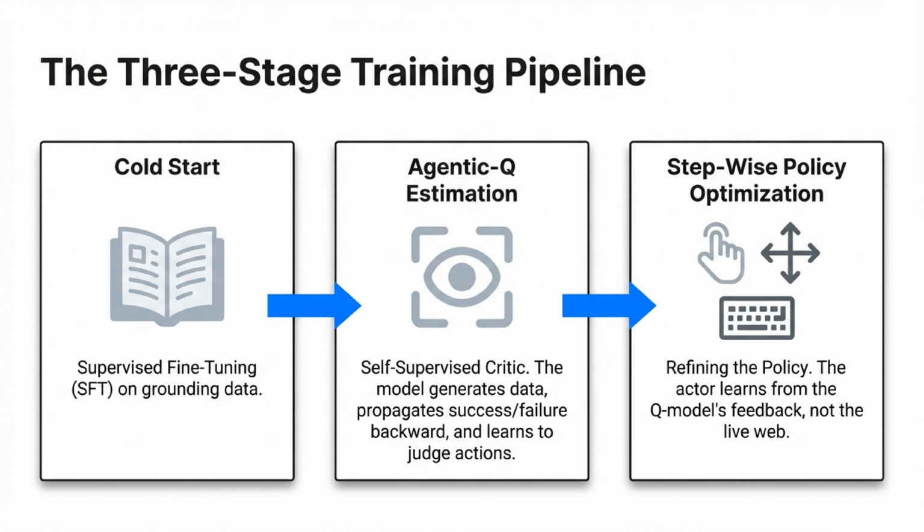To achieve this, we use a three-stage pipeline. First, we have the cold start, where we perform supervised fine-tuning on grounding data to teach the model the basics. Second is Agentic-Q estimation. Here, we train a self-supervised critic. The model generates data, propagates success or failure signals backward, and learns to judge its own actions. Finally, we have stepwise policy optimization. This is where the actor refines its policy, learning from the Q model's feedback rather than interacting directly with the noisy live web.